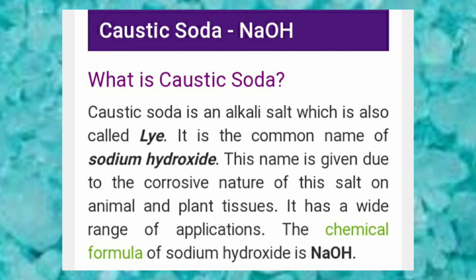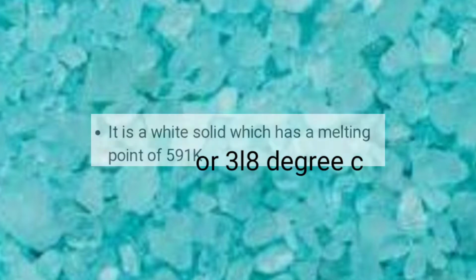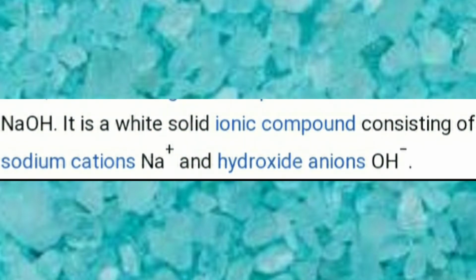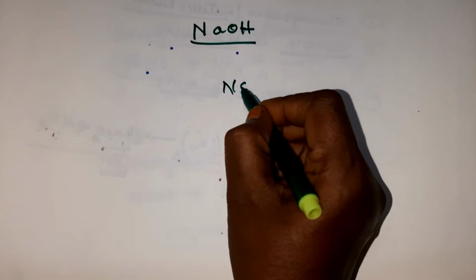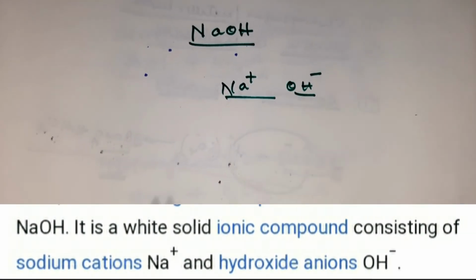Then what are the properties of this caustic soda, sodium hydroxide? The first property is it is a white solid which has a melting point of 591 Kelvin or 318 degrees Celsius, children, which consists of sodium cation Na+ and hydroxide anion OH-. It consists of Na+ as cation and OH- as anion. This is the first property, children.